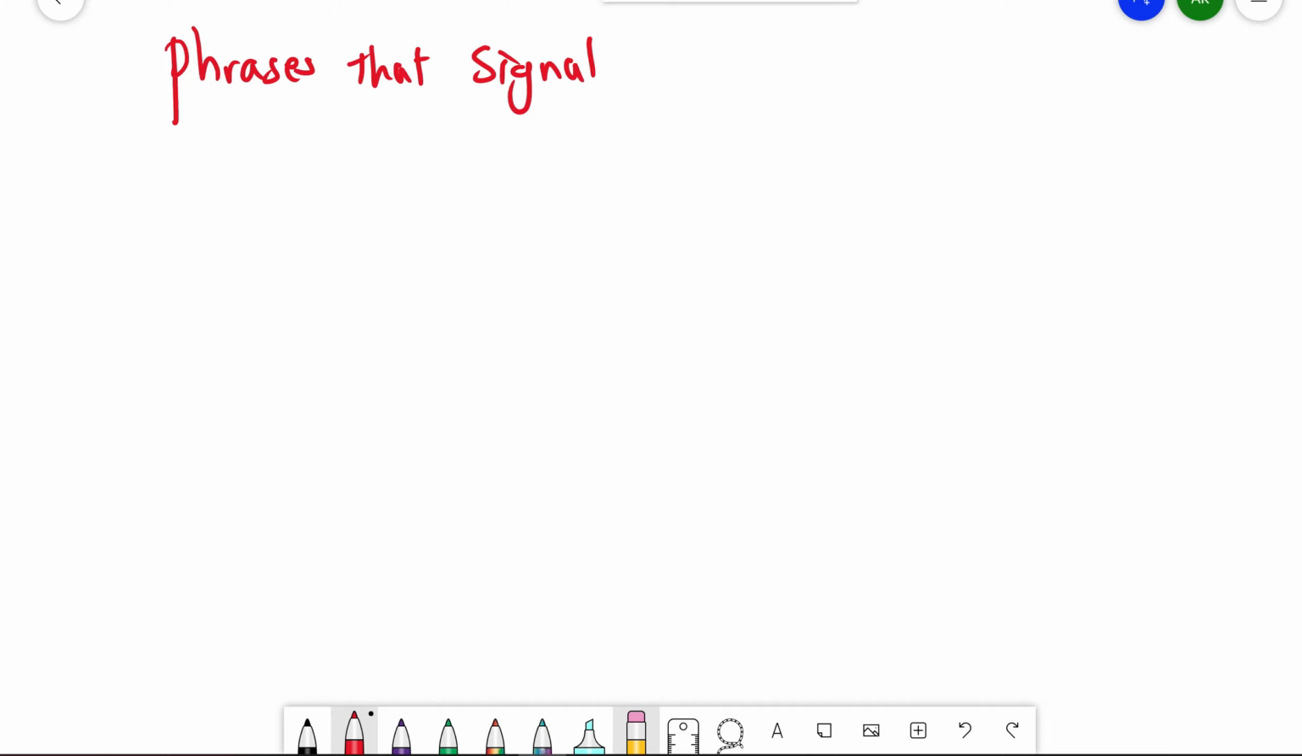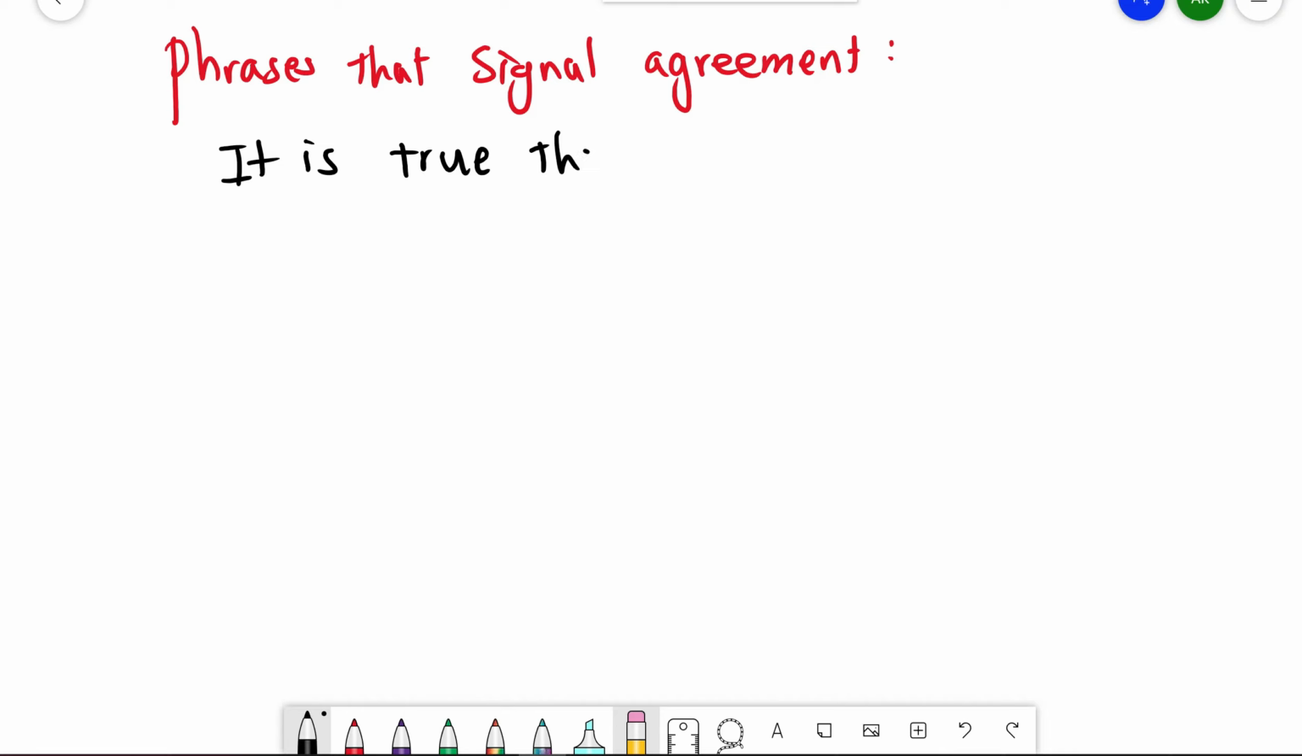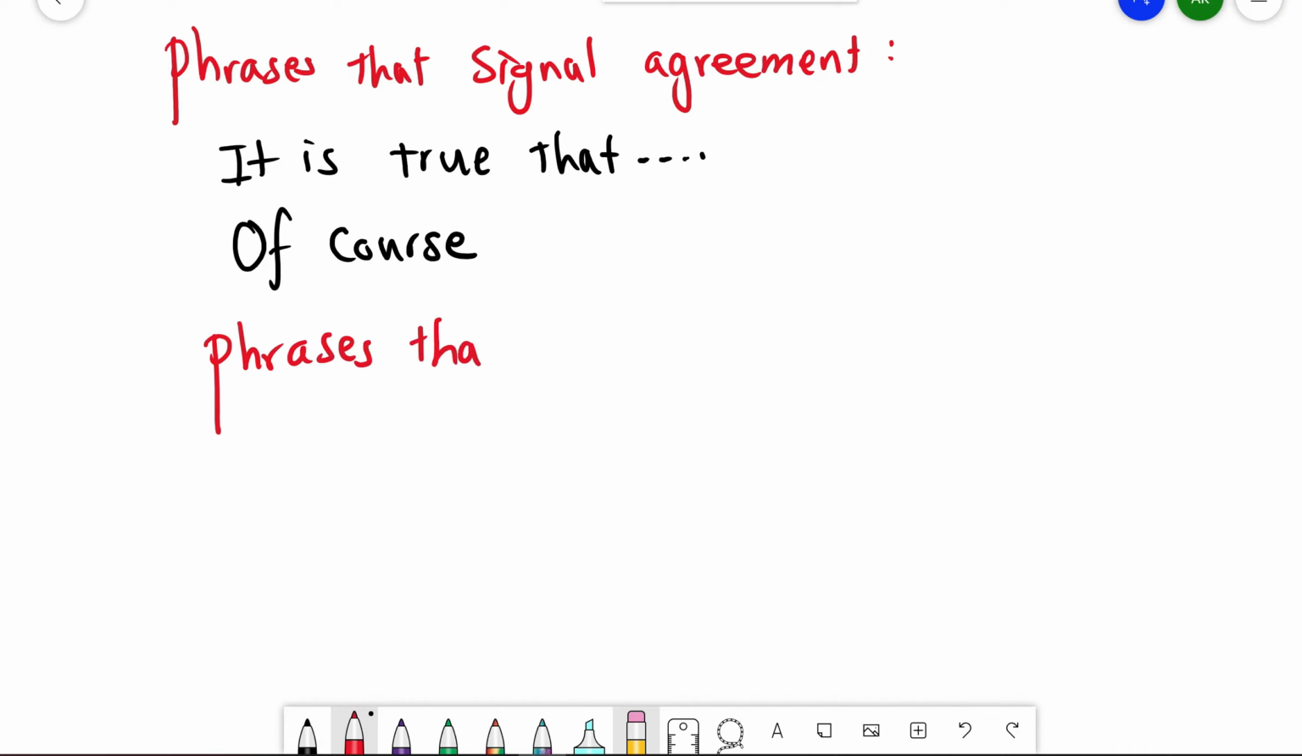What are some common phrases? Phrases that signal agreement, for example: it is true that, or whatever synonyms. Okay, you can say of course, particularly used by which passage? Of course, passage number 2. You understand my point, okay? And then phrases that signal what? Signal disagreement.